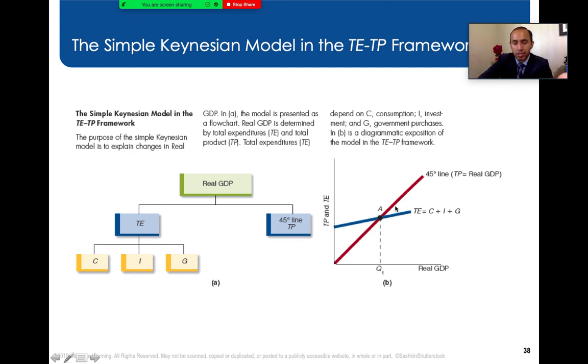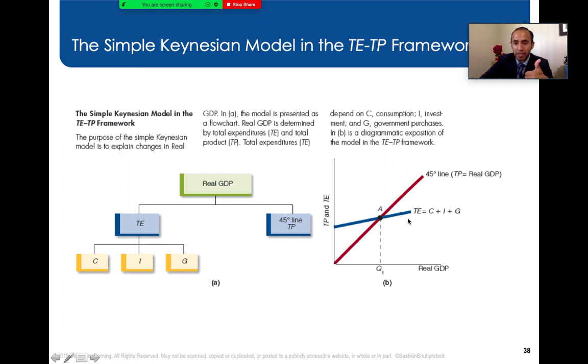This model can shift, by the way. This is important for the assignment. If investment or consumption increase, the total expenditure line will shift up, and that will increase the equilibrium to a new point, increasing the level of real GDP to the right. So it's represented as a flow chart or also as a graphical illustration. And the 45-degree line is the level of output of real GDP produced in the economy. So keep that in mind.